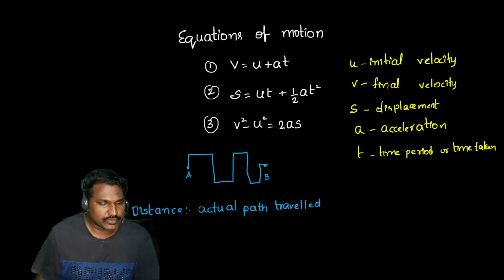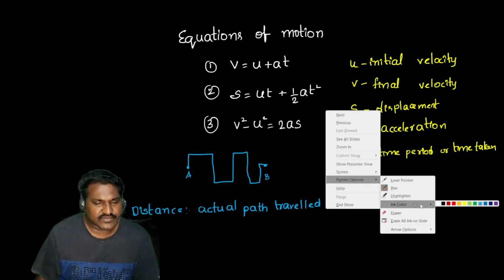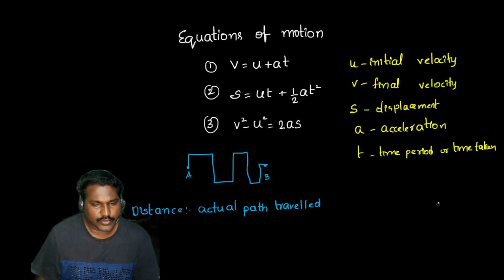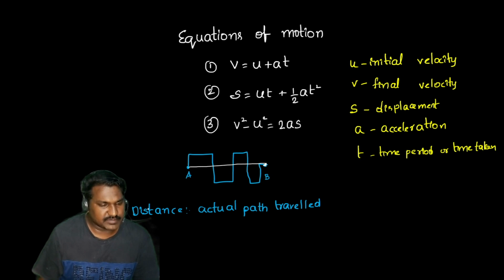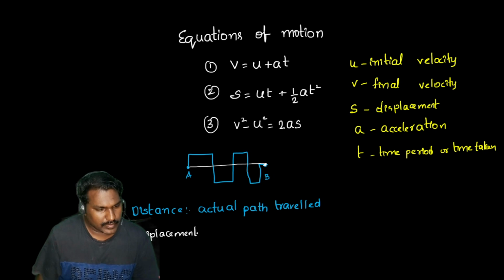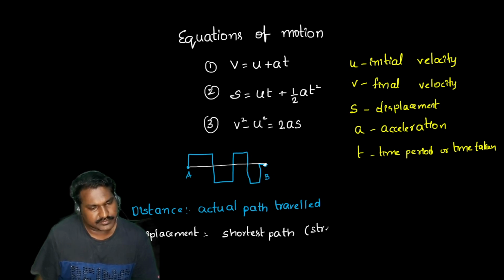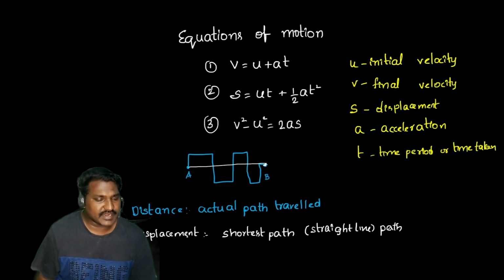I'm not discussing scalars and vectors here; let me confine to this derivation. So this straight line path, the shortest path between 2 points, is known as displacement. Remember, displacement is denoted by the letter S.